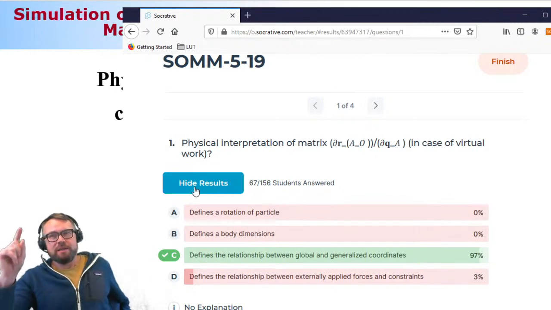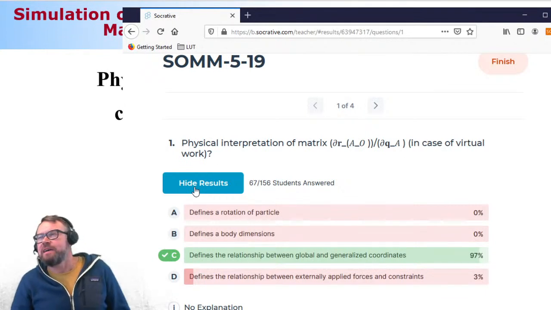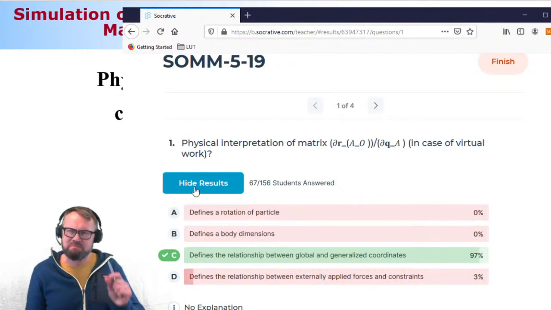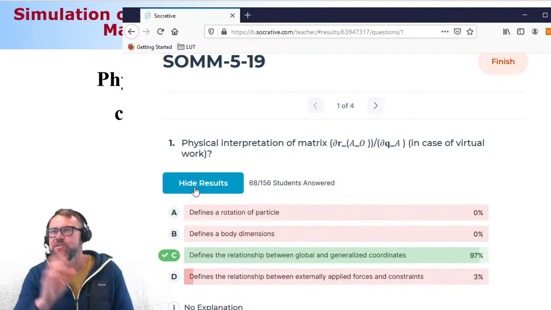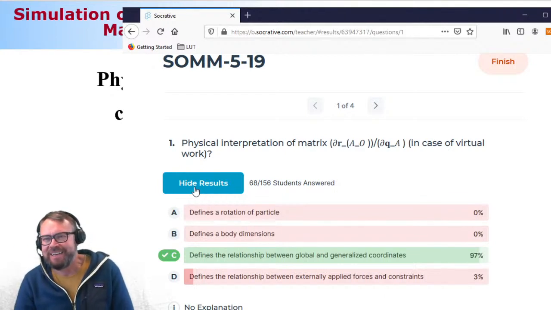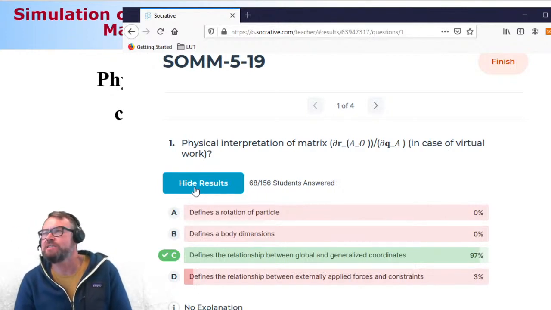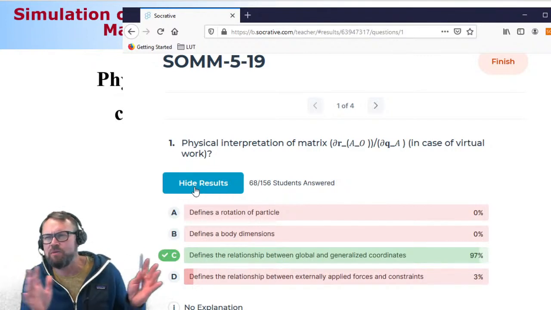So it was a close case. Some great news. First of all, the success rate is a record high. I think this is the highest so far. It's a 97, which is this close to 100, but not 100. And another piece of good news is no one is voting for 'defines a rotation of a particle.' That's great news, because you know why: it's not going to tell any relation about the applied forces and constraints. We haven't really discussed anything about that relation.